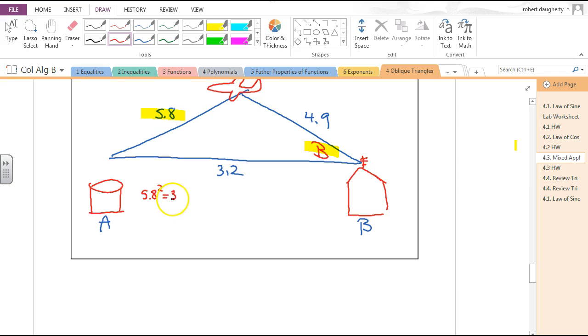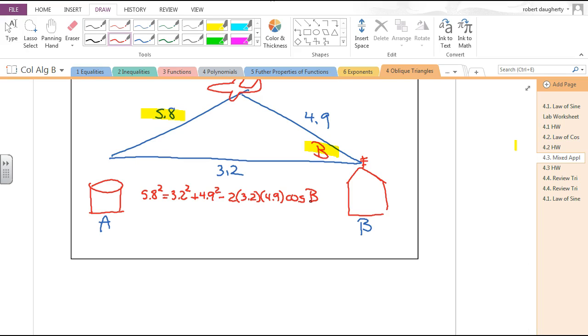Yeah, equal 3.2 squared plus 4.9 squared minus 2 times 3.2 times 4.9 times the cosine of the angle in between 3.2 and 4.9, which is cosine of angle B, which I do not know. Okay, so that's using the law of cosines.